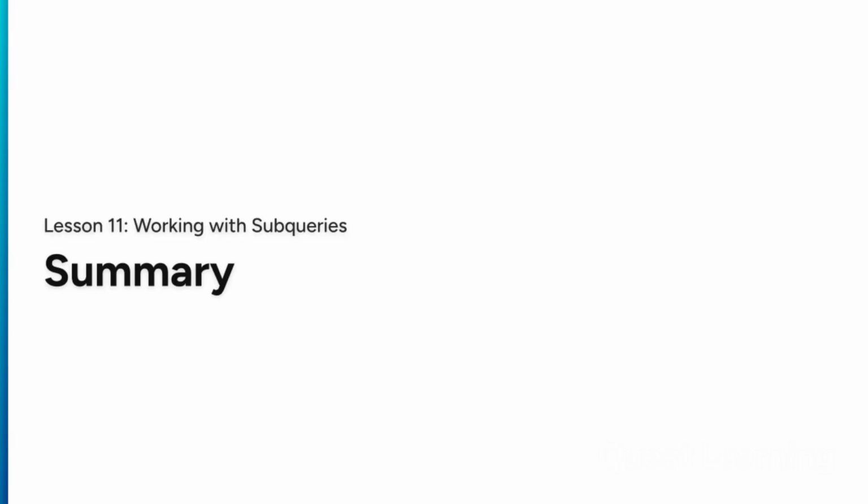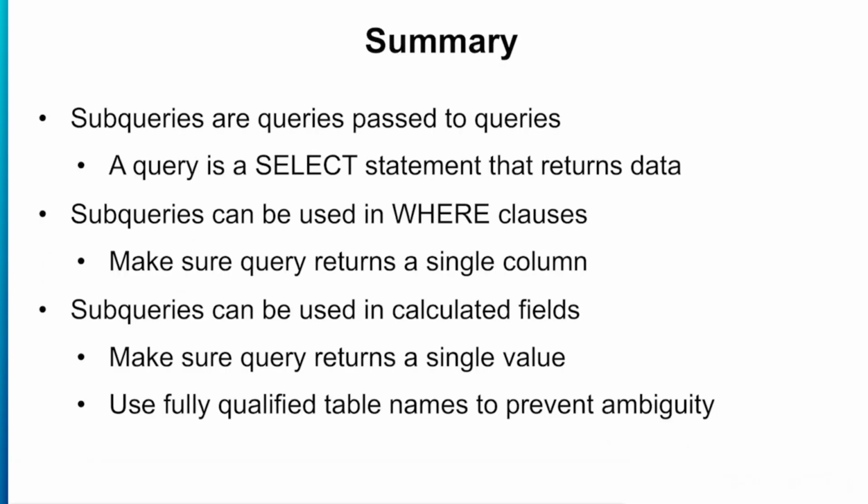Okay, let's summarize. Subqueries are queries that get passed to other queries. And the query is a select statement. It returns data. A subquery can be used in a where clause, in which case it returns a single column, which is then used the equivalent of a comma delimited list of values in an in. Subqueries can also be used in calculated fields, in which case they must return a single value only, not multiple rows, one row with one value.